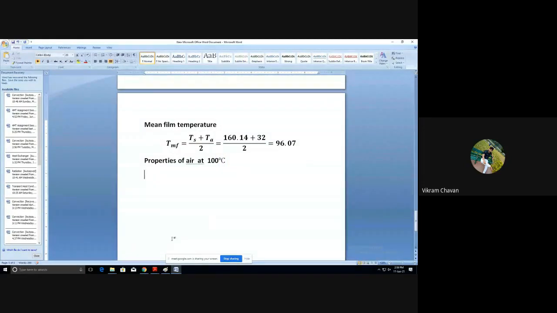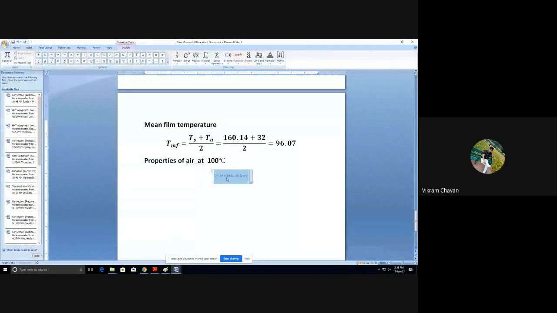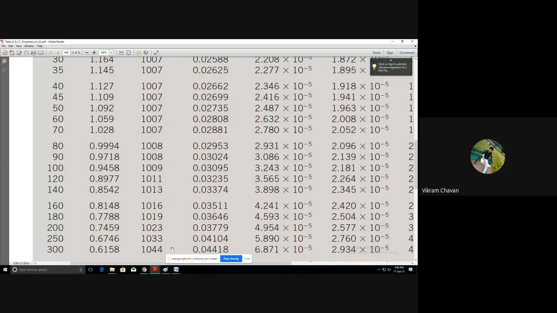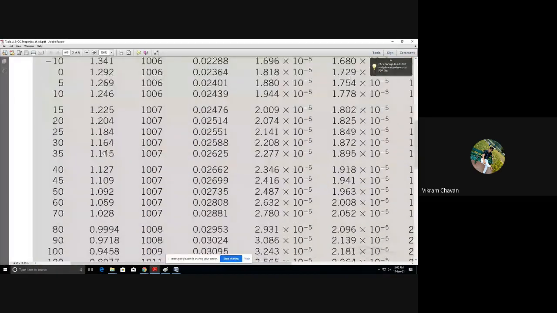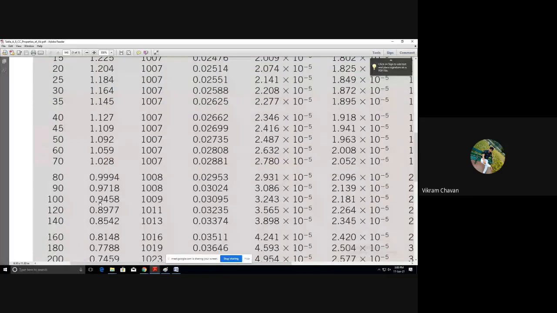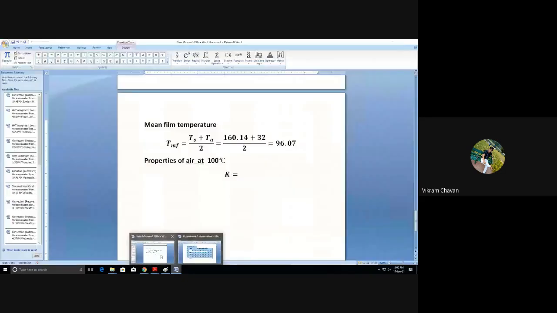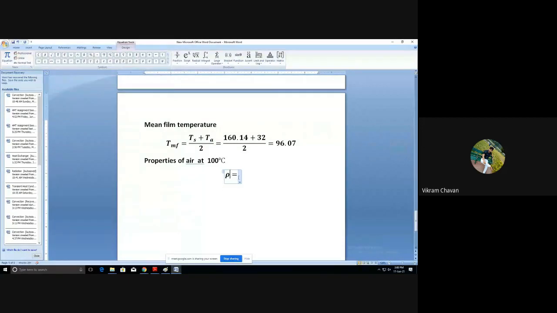So which properties do we require? First of all, we require the thermal conductivity, K, of air at 100 degrees Celsius. Or else we can go column wise. First is the density. So density is 0.9458.